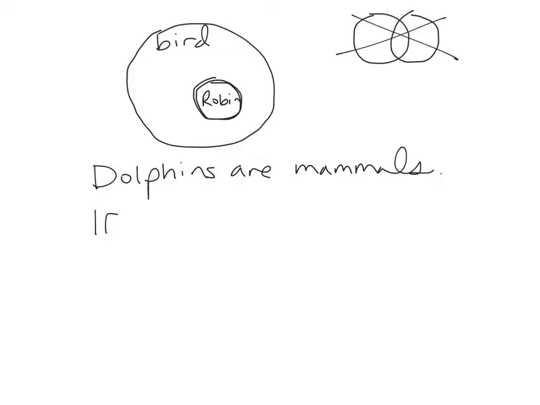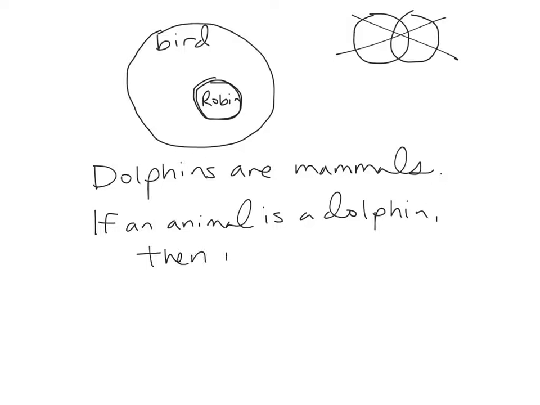So if an animal is a dolphin, then it is a mammal. So sometimes you have to add a word to the idea because a lot of times people want to say, if a dolphin is a mammal, and then you have nothing else to say, right? So give it a subject. If an animal is a dolphin, then it is a mammal. Okay, conditional statements.